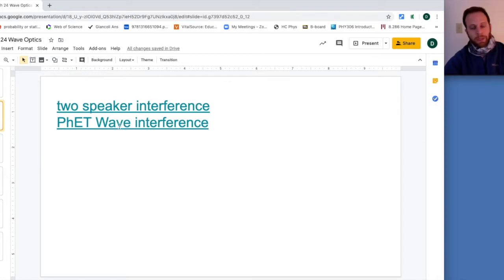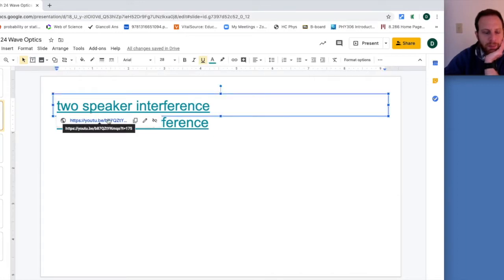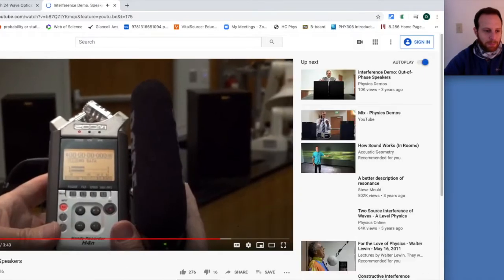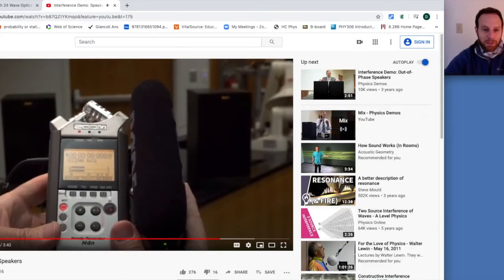Okay, so let's watch a piece of a YouTube video in which we can actually see what it would be like to hear sound interference. This is the result of having two speakers, which you can see in the video, and they're going to play this monotone. They're measuring this sound with a microphone, but you can also, of course, hear it with your own ears.